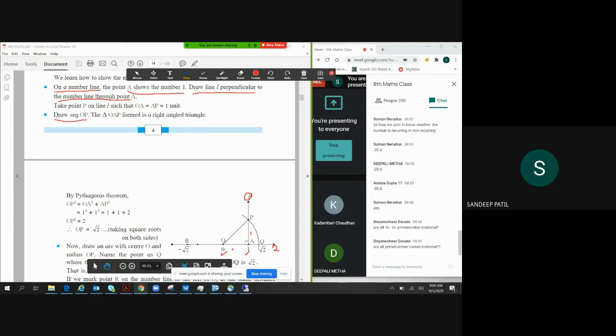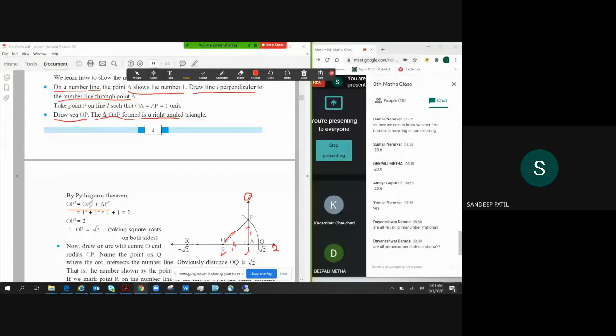We have drawn segment OP. So the triangle OAP is a right angle triangle. Now we know the Pythagoras theorem that we have learned, right? OP square is equal to OA square plus AP square.